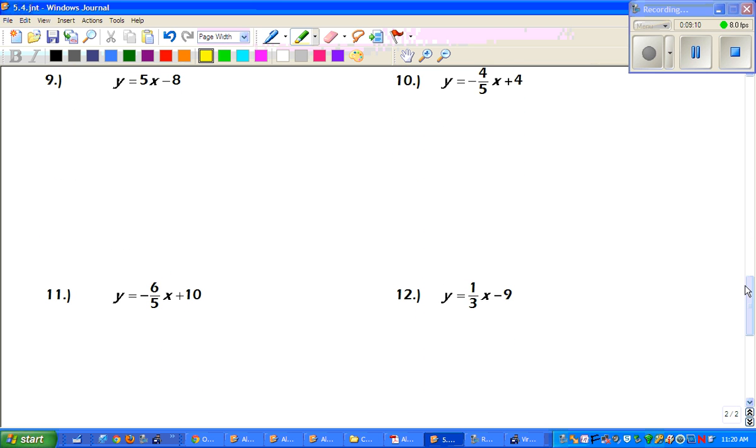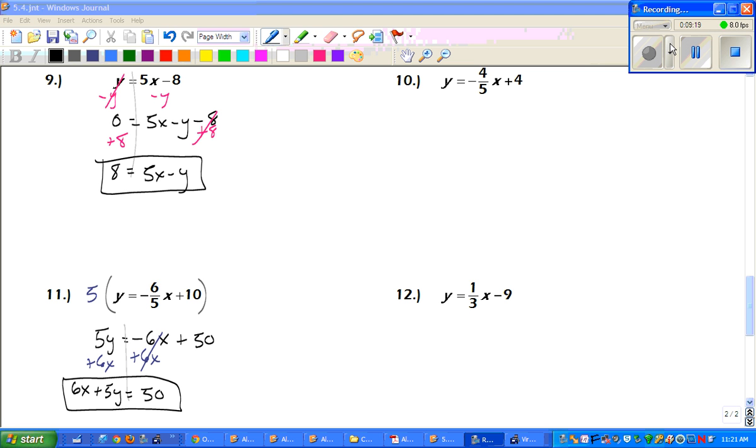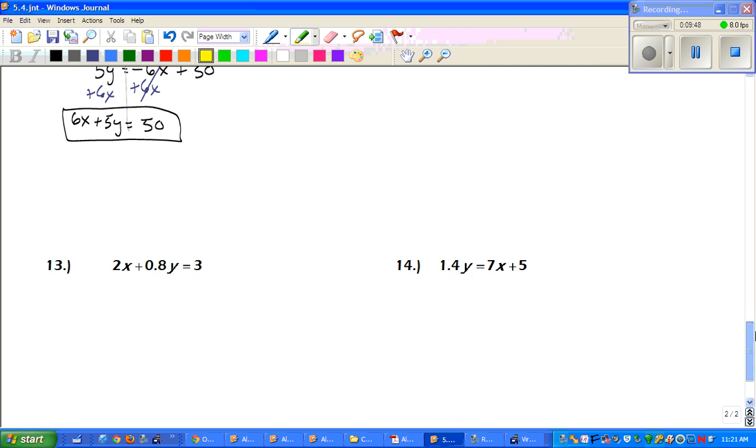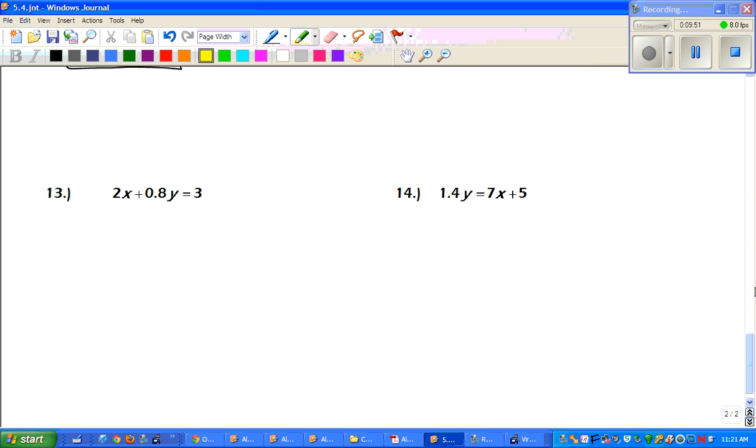Number 9 and 10. You guys are 9 and 11. You guys are up. Pause the video and let's try them both. Okay, so with number 9, we had a positive y, or positive x, I mean. So we subtracted the y to one side, and then we added the 8 to the other, and we get 8 equals 5x minus y. On number 11, we had the denominator was 5. So we had to multiply everything by 5, and you get 5y equals negative 6x plus 50. We had a negative x, so I just moved the x to the other side, and you get 6x plus 5y equals 50.